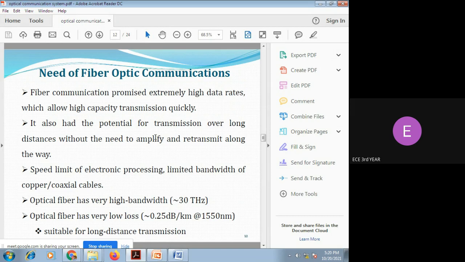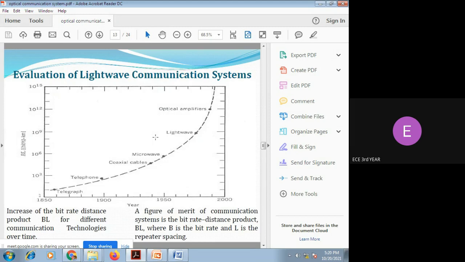Speed limit of electronic processing, limited bandwidth of copper and coaxial cable. Fiber offers very high bandwidth up to 30 terahertz, low loss of 0.25 dB per kilometer at the 1550 nanometer fiber optic window. These are the needs. Major needs for three things: one is high data rates, high distance communication, these are two points, and then without amplification and retransmitter in between, and bandwidth up to terahertz. These are all the main advantages of an optical communication system.